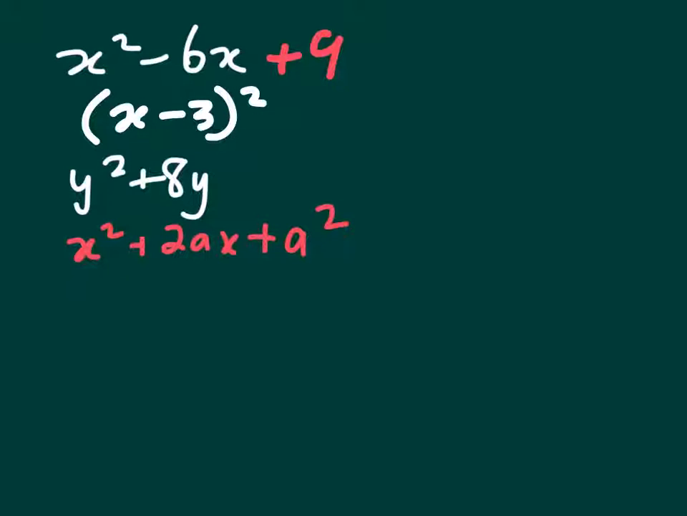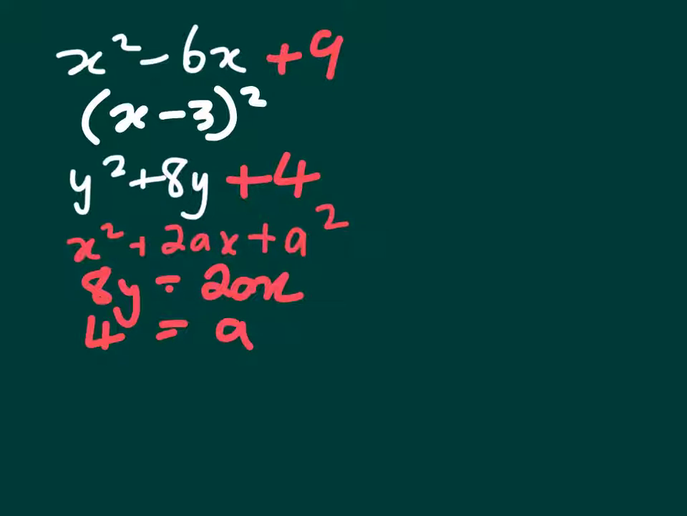For the second part of the expression, we had y² + 8y. We need to work out what to add on to the end of that to make it into a perfect square. So let's now compare that. x² or y². 8y is equivalent to 2ay, so a is equal to 4. So if we're going to add on to the end of the expression, we're going to add 4² onto the end of it. So our final expression would be y² + 8y, and we want to add another 16 on top of it.